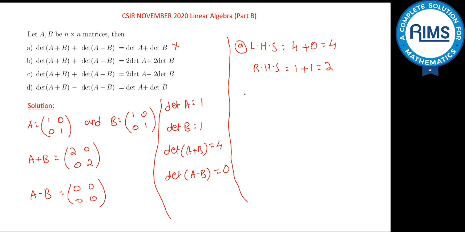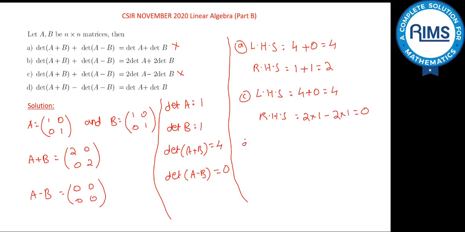Now consider option C. What is determinant of A plus B plus determinant of A minus B? That is, LHS equal to 4 plus 0 equal to 4, and RHS equal to 2 times determinant of A minus 2 times determinant of B. That is 2 into 1, which is equal to 2, minus 2, that is 0. Here also both are not equal, therefore option C is also false.